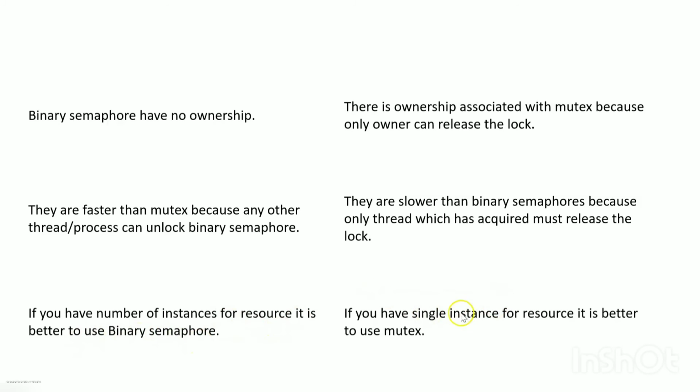Now next property: if you have a number of instances of a resource, it is better to use binary semaphore. If there is only one instance of a resource, then it is better to use mutex. Consider that there is only an exclusive resource. In order to synchronize access to that resource, you can use mutex, because one process will come, acquire the mutex and use that critical resource. When that process has finished its usage, it will release the mutex, and only then can another process access that resource by acquiring the mutex. So this property called the principle of ownership is very important for the case of mutex.